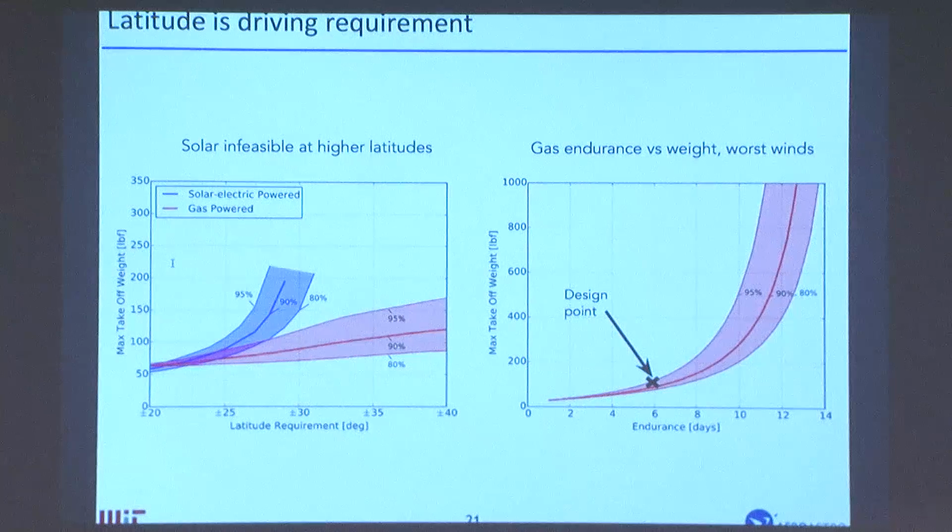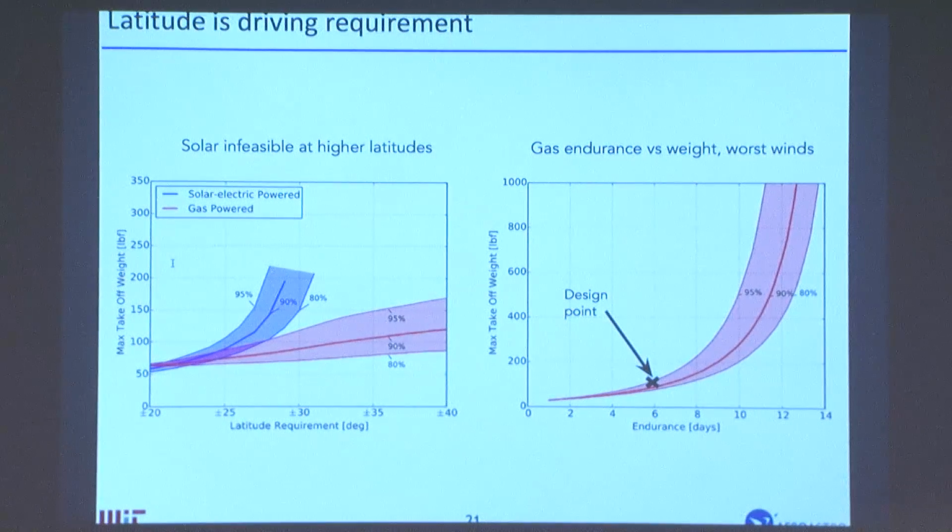So we optimize the airplane for a certain latitude, let's say plus or minus 25, and we find out how much it weighs. Then we re-optimize a different airplane for 35 degrees, and we find out how much that weighs. What we noticed very quickly was that the solar option, the blue one, blows up with latitude. The further away from the equator you get, the airplane just gets heavier and heavier, and it actually gets to a point where it goes off to infinity.